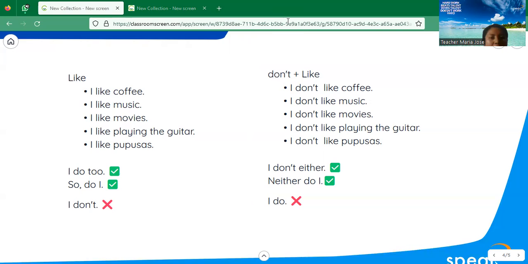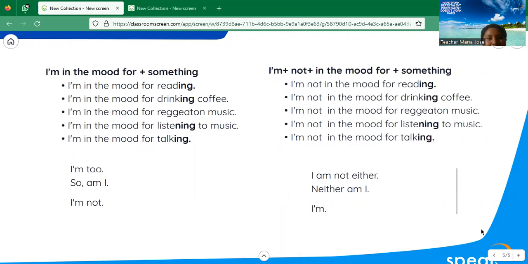Okay, maybe she's not ready right now. Alex, something that you don't like? I don't like milk. Okay, what do you say to that, Francisco? I do. Okay, and Maria Jose? I don't either. All right, very good. And now with the last one. In the mood, something negative, something that you are not in the mood for. Francisco?